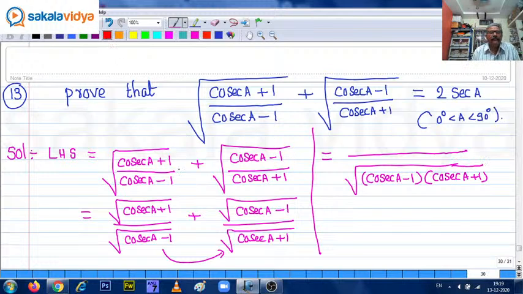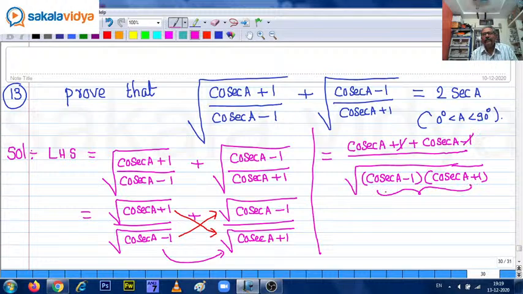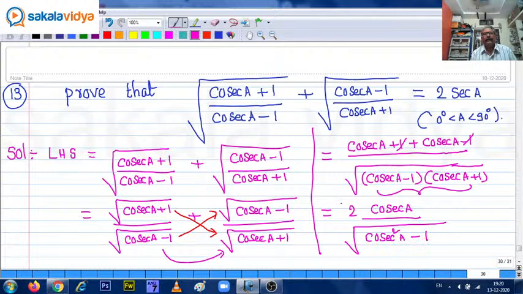So next, what do you get now here? This into this and this into this. So root of cosec A plus 1, root of cosec A plus 1. You will be getting cosec A plus 1 plus cosec A minus 1. Plus 1 minus 1 gets cancelled. So this is A minus B into A plus B. So we get 2 cosec A upon root over cosecant square A minus 1.